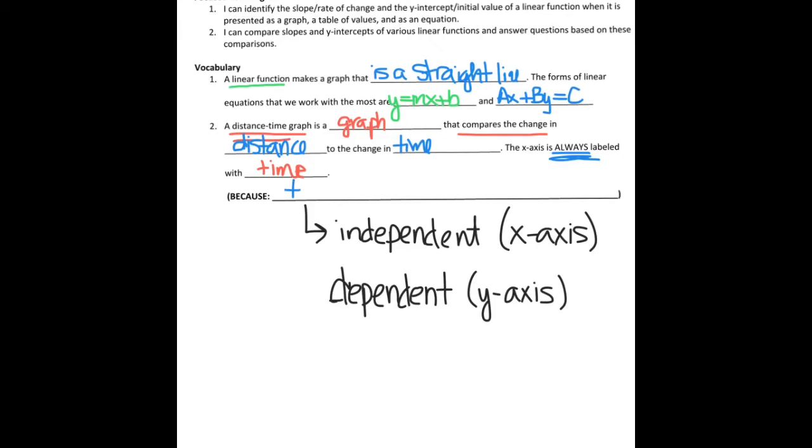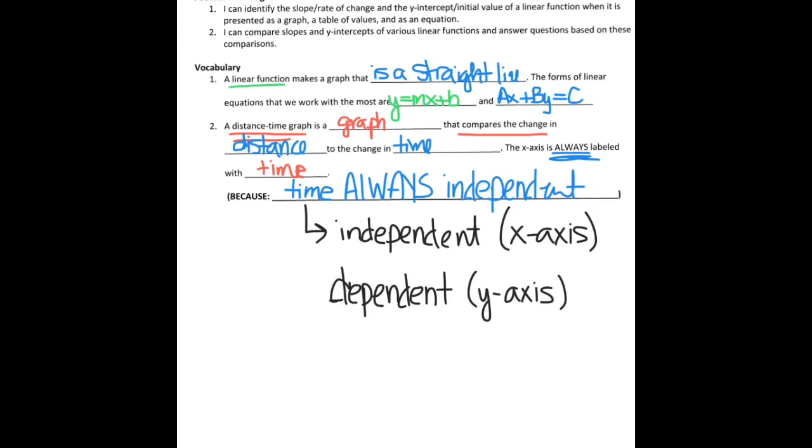Time is always independent. Well, let's try that again. Time is always independent. So that's why it goes on the x-axis, because the x-axis represents the independent variable. Okay? All right, let's do some examples.